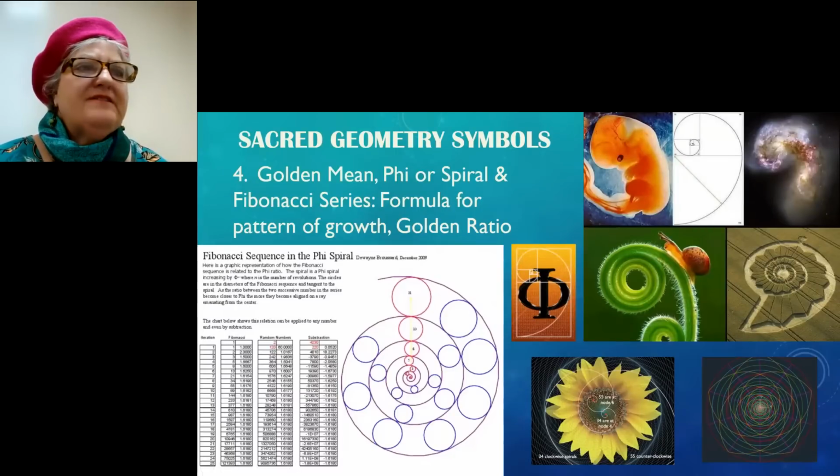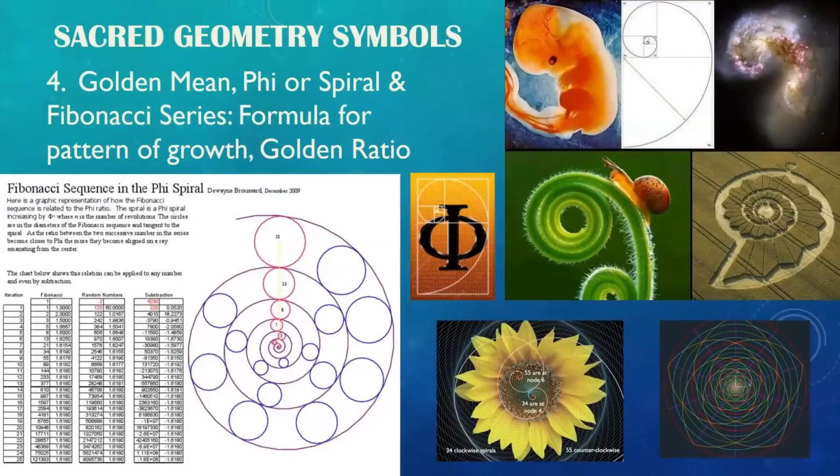The fourth one is the golden mean. And the golden mean is indicated by the symbol here. So that's called phi, which stands for the number 1.618. And this formula or this ratio occurs in all manner of life forms within the growth of an embryo and the growth of a plant.